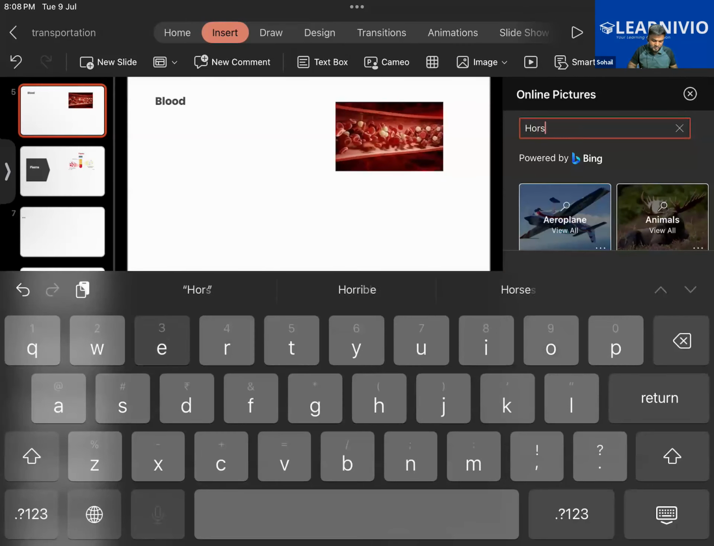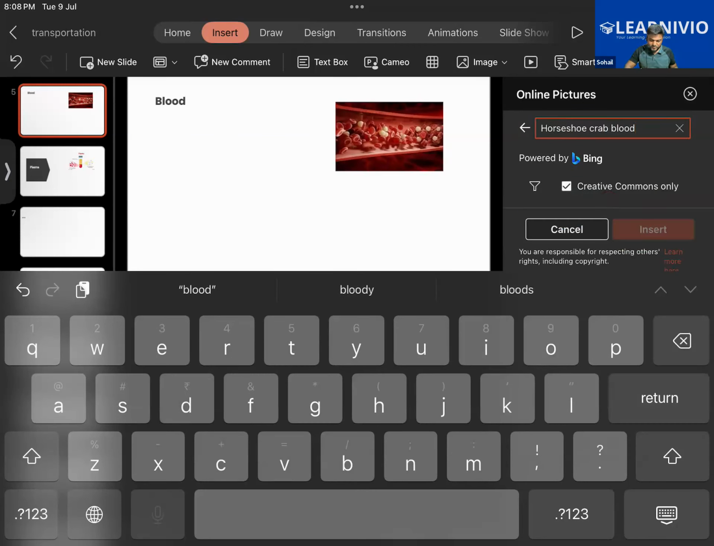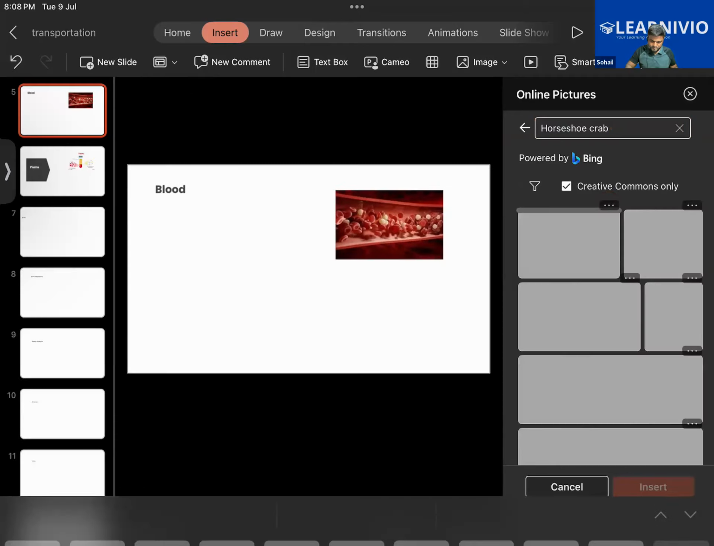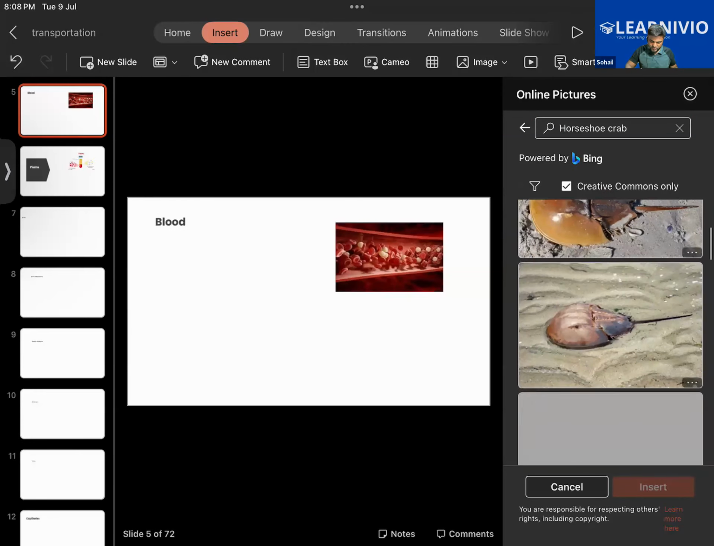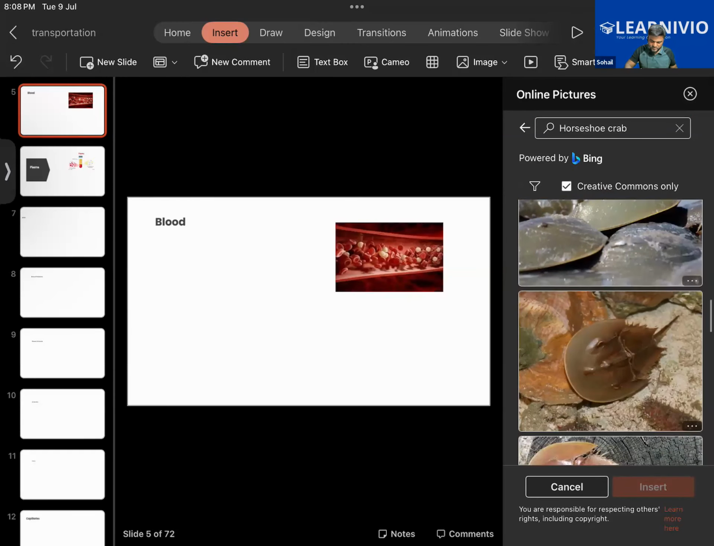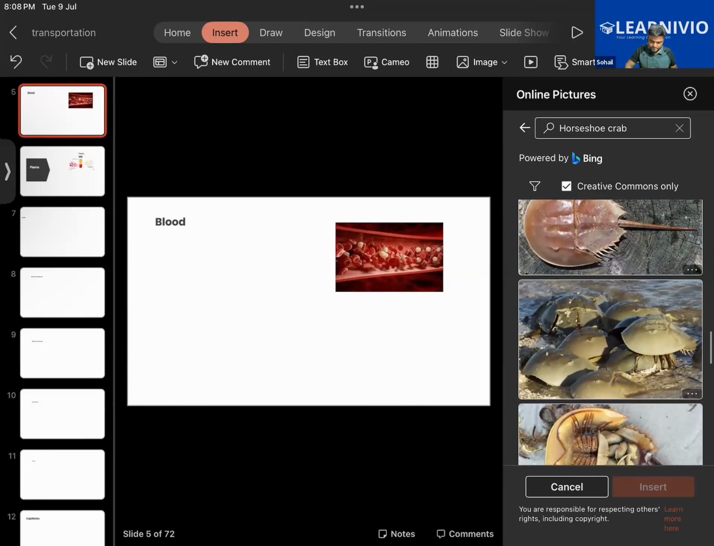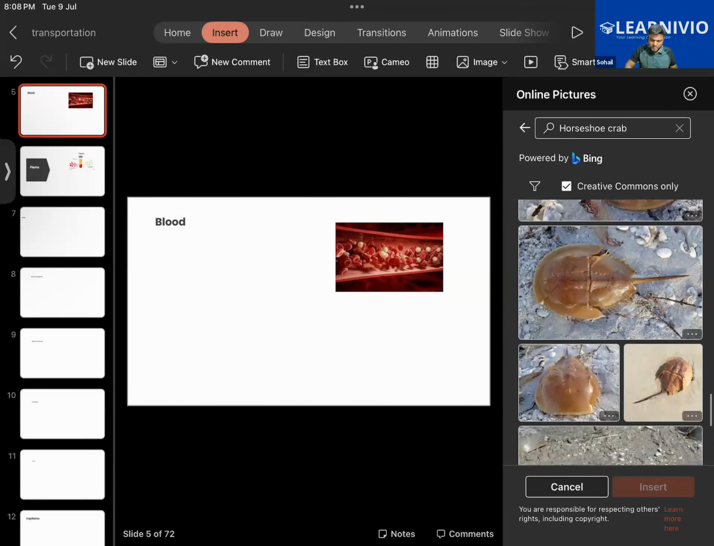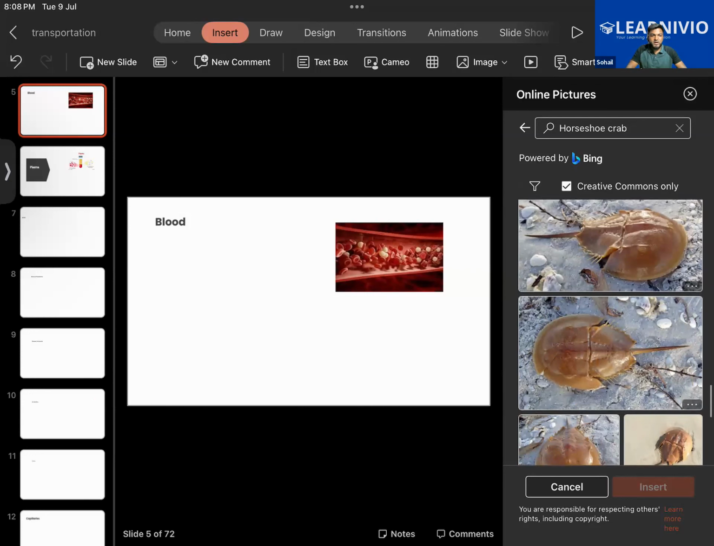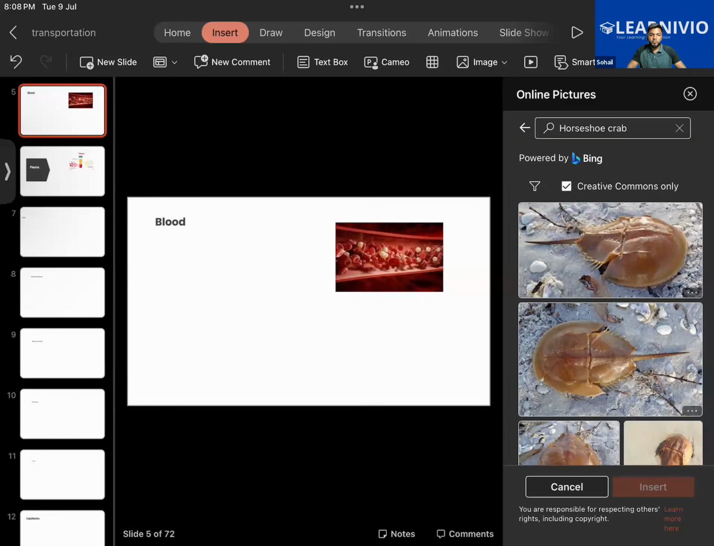Let us look at horseshoe crab blood. Have a look at the blood of this. Oh, it's not loading. Just one minute. Yeah, this is what I'm talking about. Ever seen an image of this before? Yes, sir. So these horseshoe crabs have got blue blood.